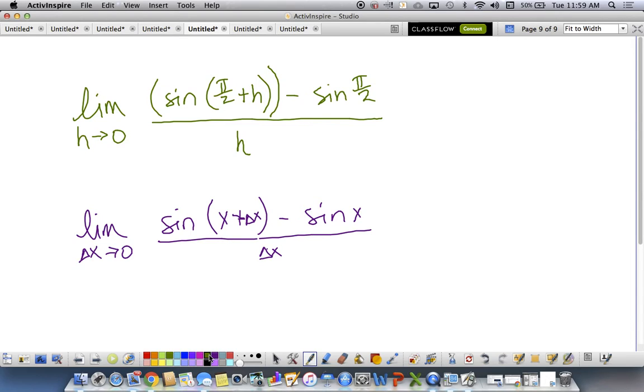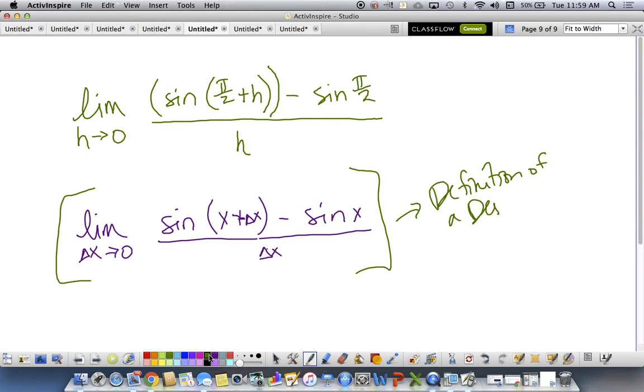Oh, it's a derivative. So this is the format of the definition of a derivative. What are they asking for the derivative of in this second problem? What is your f of x? So this is really f prime of x. Can you go back and find what is f of x? So what is your f of x?